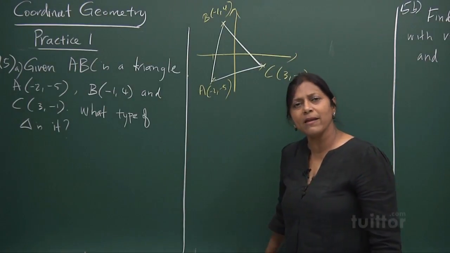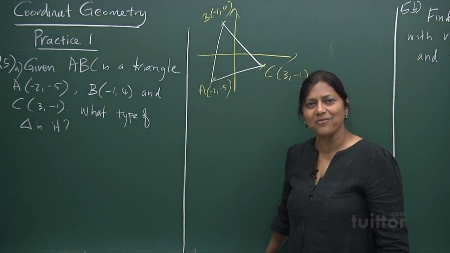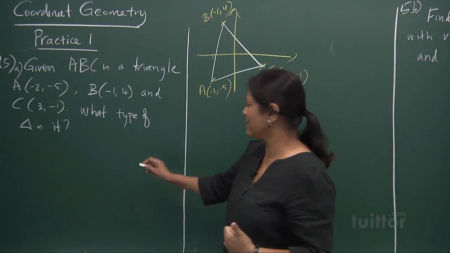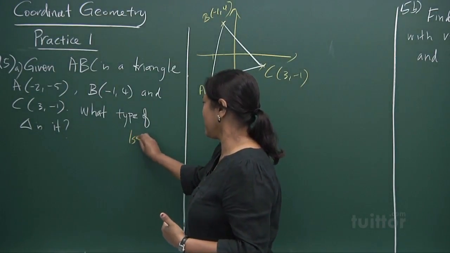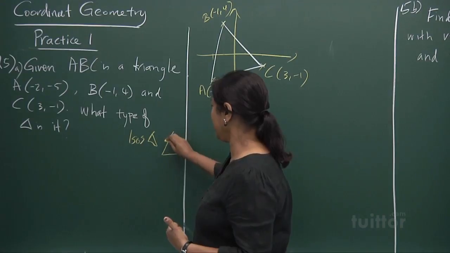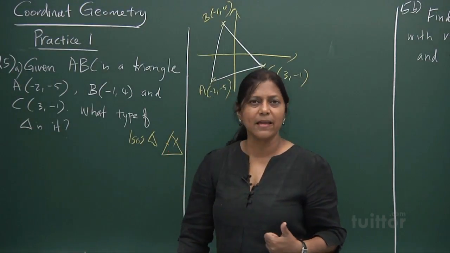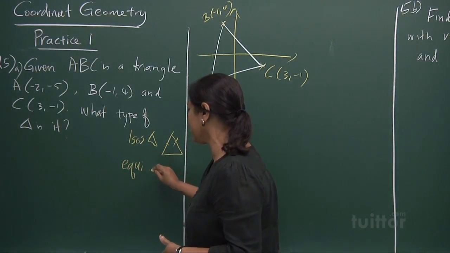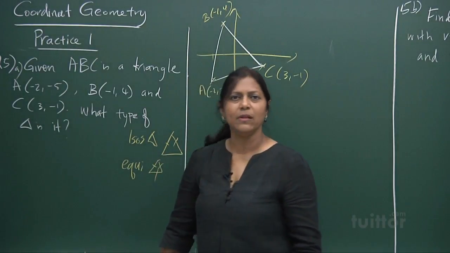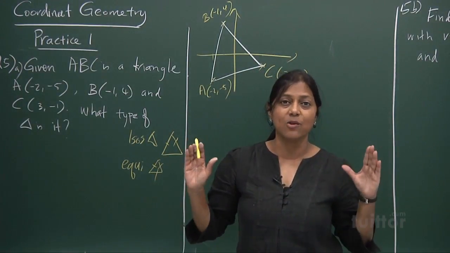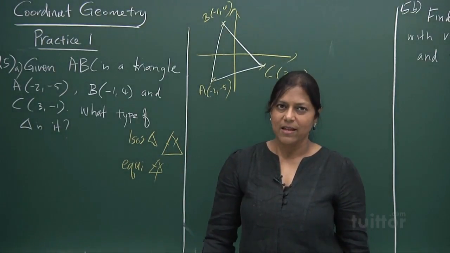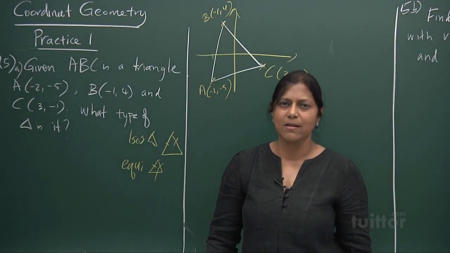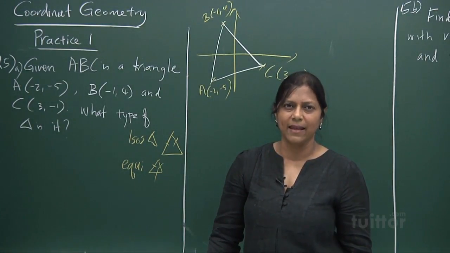Now, to know the type of triangle, what are the types of triangles that you have? Isosceles. What is an isosceles triangle? Well, two sides are equal, and the base angles are equal. The other one, an equilateral triangle, has all three sides equal, and the angles are equal, each of them 60 degrees. And the other one is a scalene triangle, where all sides are not equal.